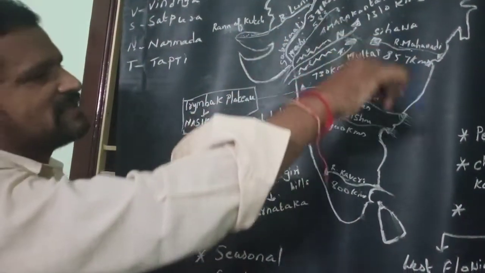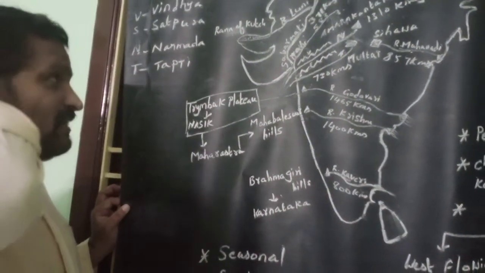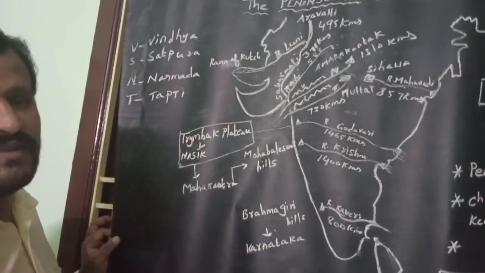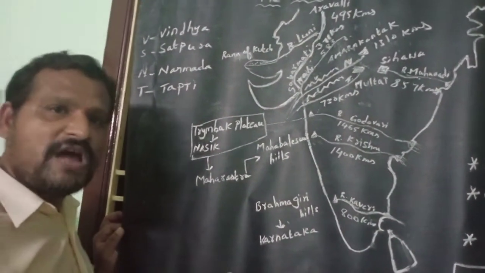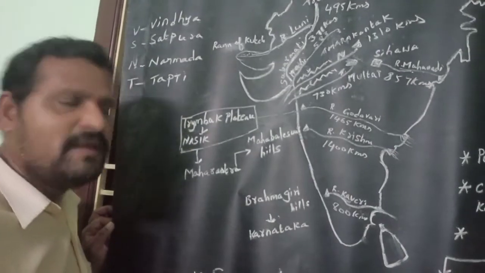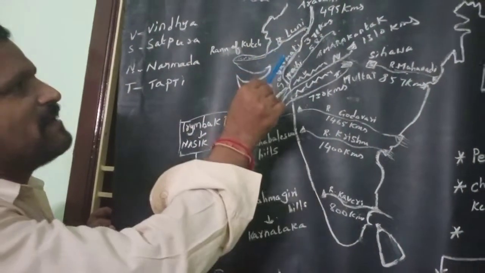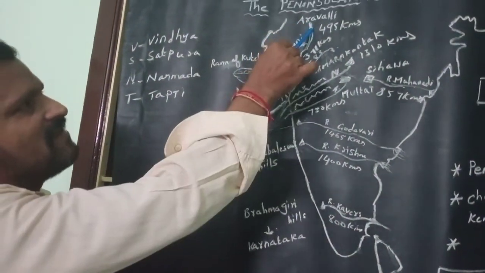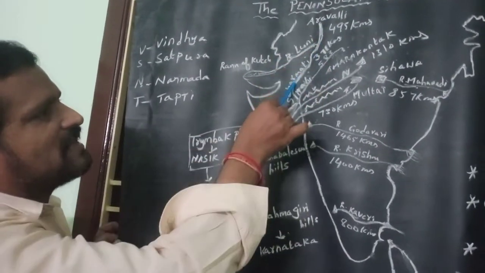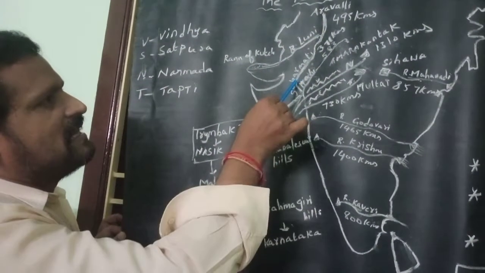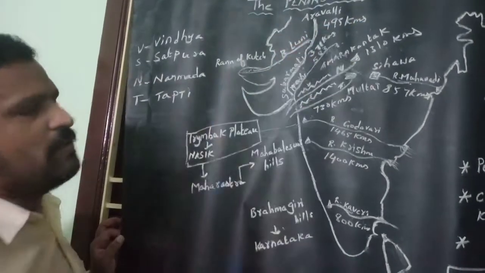So these rivers come under Peninsular rivers, whereas Sabarmati and Luni do not come under the Peninsular river system. Even though they do not belong to the Peninsular river system, let me explain these too. Sabarmati river rises at Aravalli Hills, flows through Rajasthan and Gujarat, and drains into the Arabian Sea. The length of the Sabarmati river is 495 kilometers.